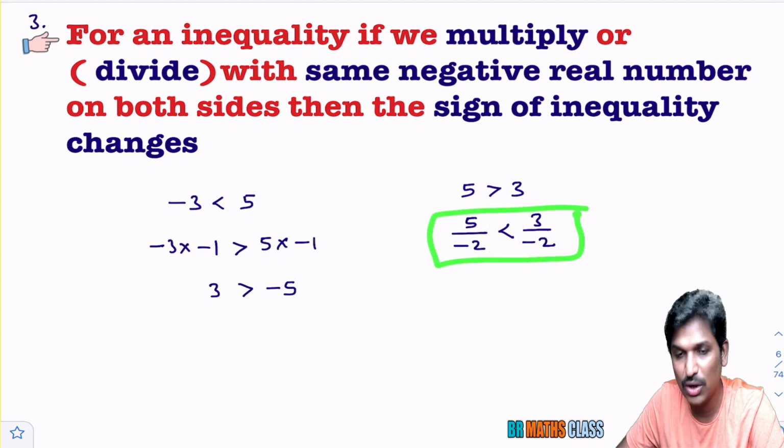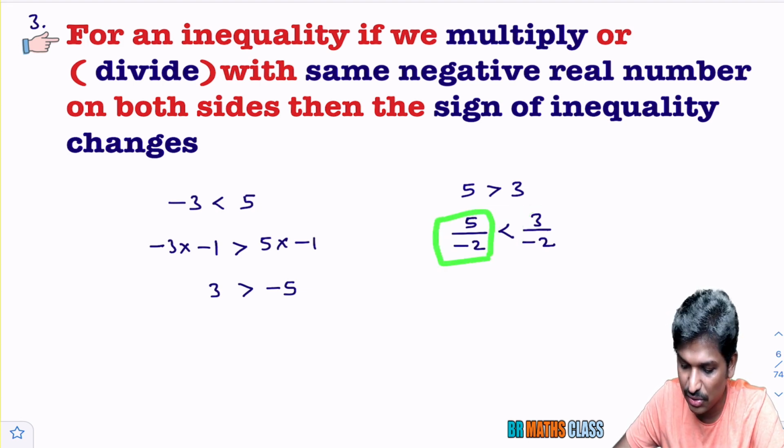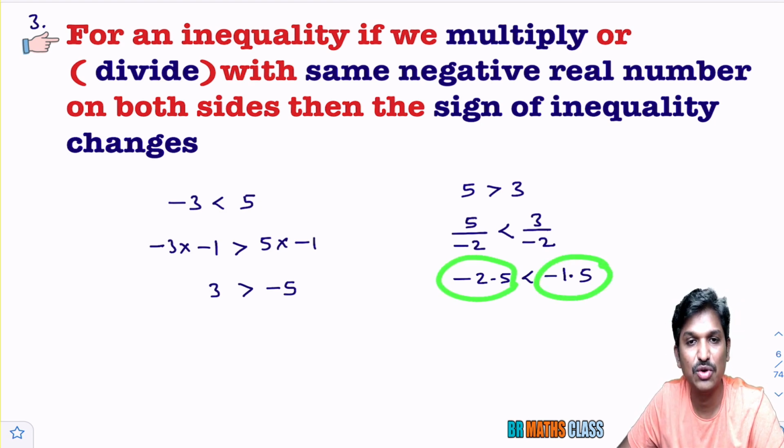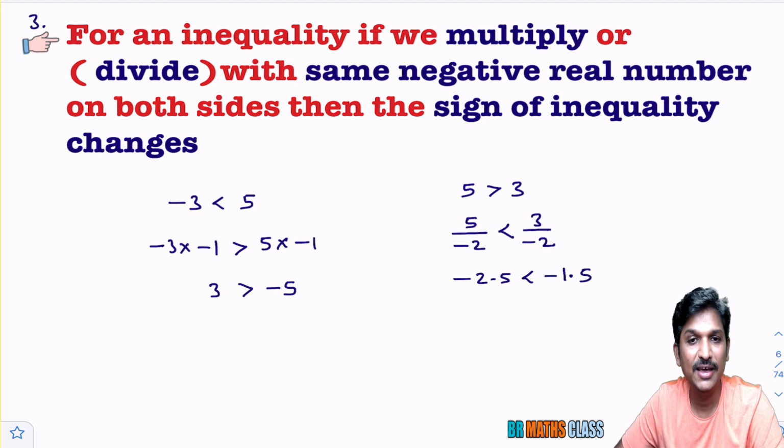Now I need to check whether this inequality is true or not. 5 divided by minus 2, that is minus 2.5, is less than 3 divided by minus 2. 3 divided by minus 2 is minus 1.5. Now minus 2.5 is less than minus 1.5. Yes, it is true. 3 important rules are there in this linear inequality, and this third rule is the hero of this story. If you understand these 3 rules, then you can do these exercise problems very easily. It's a cakewalk. The first exercise of linear inequalities is a cakewalk if you know these 3 rules.